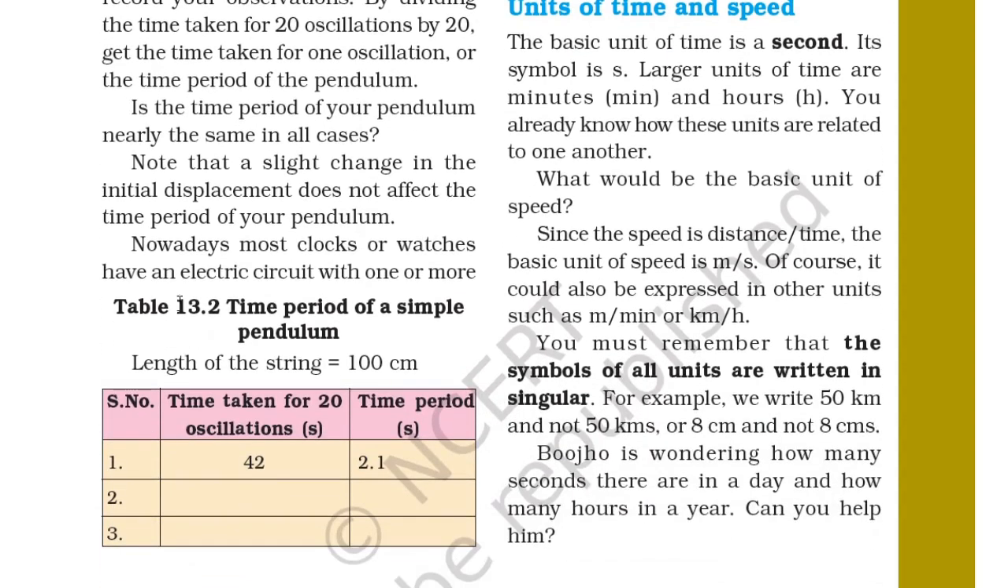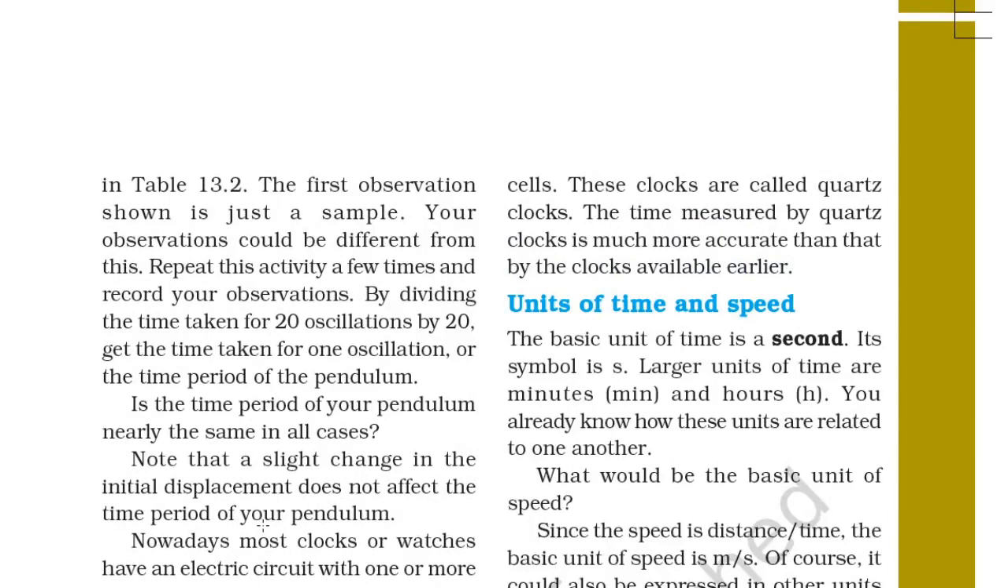So here you can see the time period of the pendulum. Length of the string is 100 centimeter. So here is the time taken for 20 oscillations, 42, and the time period is 2.1, and you can write your observations in columns 2 and 3.